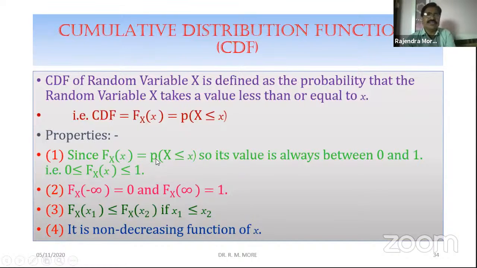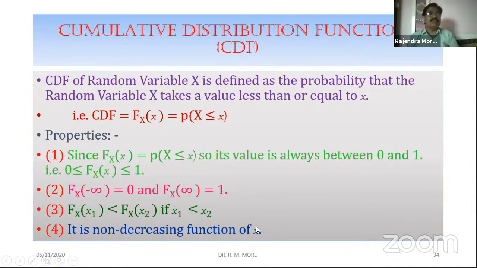Since F(x) is equal to the probability that X is less than or equal to x, X is our random variable and x is the value of that random variable. So its value is always between 0 and 1, because we are adding all these probabilities. So it ranges from 0 to 1. From minus infinity to infinity, this will be the property of this. F(x1) is less than or equal to F(x2). This will happen if x1 is less than or equal to x2, and it is a non-decreasing function.